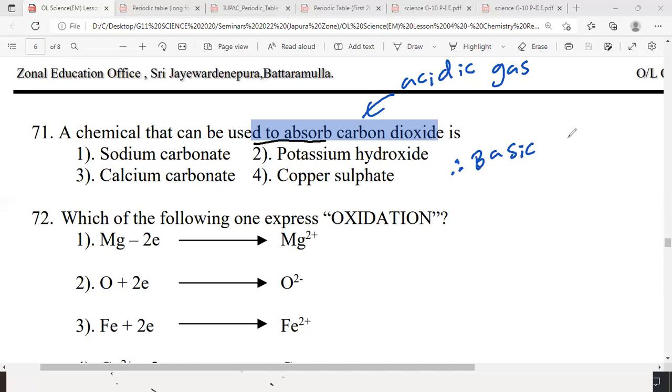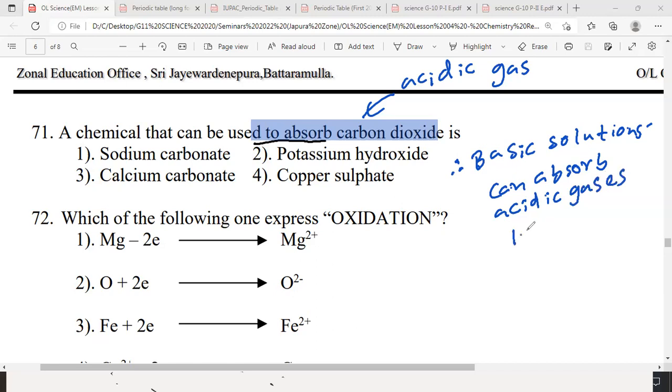Basic solutions can absorb acidic gases, not only CO2, even the other acidic gases. If the gas is acidic, the solution has to be basic. What are the bases? Any hydroxide is a base. Basic solutions absorb acidic gases like CO2.